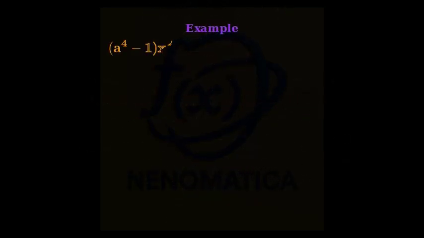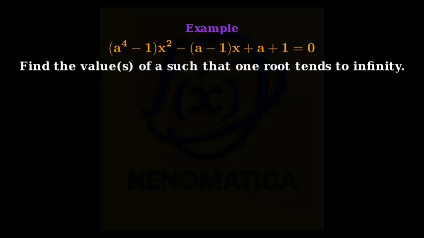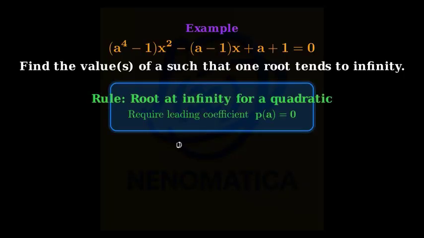Example, we will analyze a parameter-dependent quadratic and find the value of a such that one root tends to infinity. Step 1. Treat the expression as a quadratic in x with a as a parameter. For a root to blow up in magnitude, the coefficient of the highest power of x must tend to 0. Here, that leading coefficient is a to the 4th minus 1. So we set a to the 4th minus 1 equal to 0, giving a equals plus or minus 1.